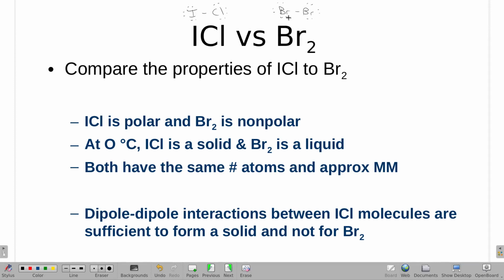But we see something drastically different. At 0 degrees Celsius, this thing, the ICl, is a solid. And yet the bromine is a liquid. The only reason that difference has happened is because the ICl has a more polar bond. It's actually, the chlorine's more electronegative, so it's got that little arrow pulling all the electrons to the chlorine. That creates dipole interactions with itself, and so ICl is attracted to other ICls much more than bromine is, because bromine is a nonpolar molecule.